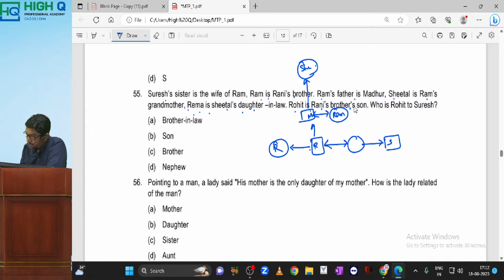Rohit is Rani's brother's son. Where is Rani? This is Rani, right? Rohit is Rani's brother's son. That means Rani has got a brother who is nothing but Ram. Ram has a son who is nothing but Rohit. Now, who is Rohit to Suresh? Nephew.